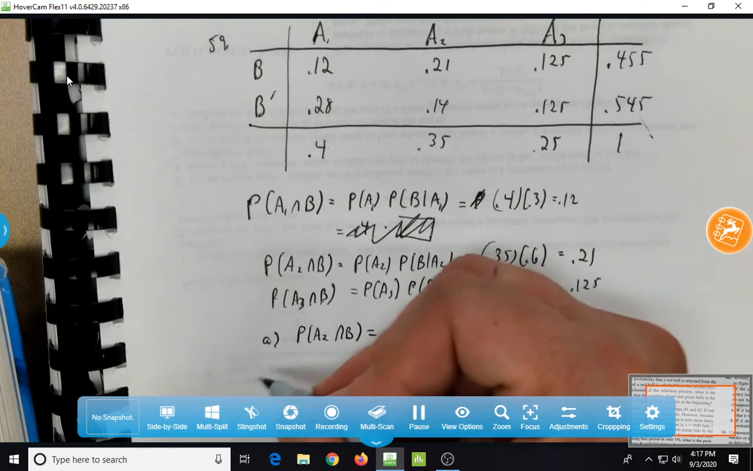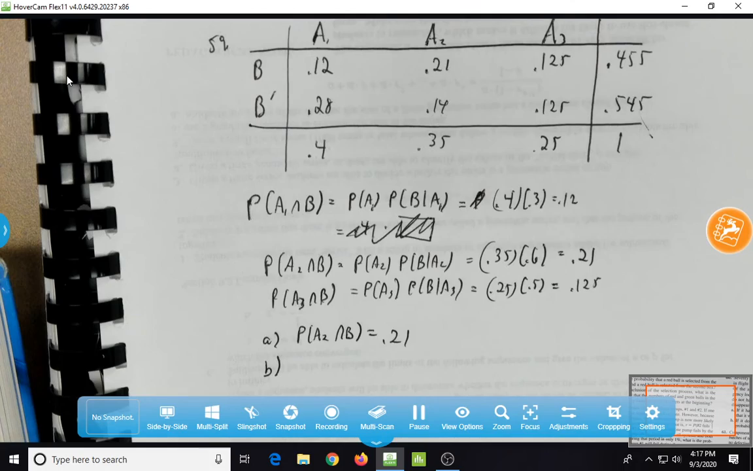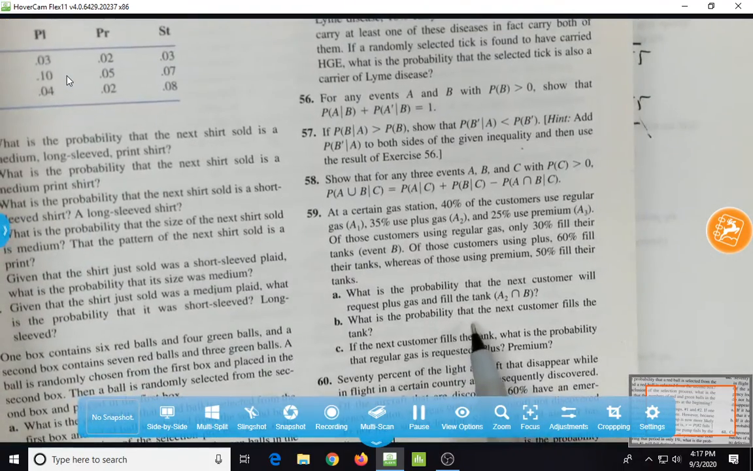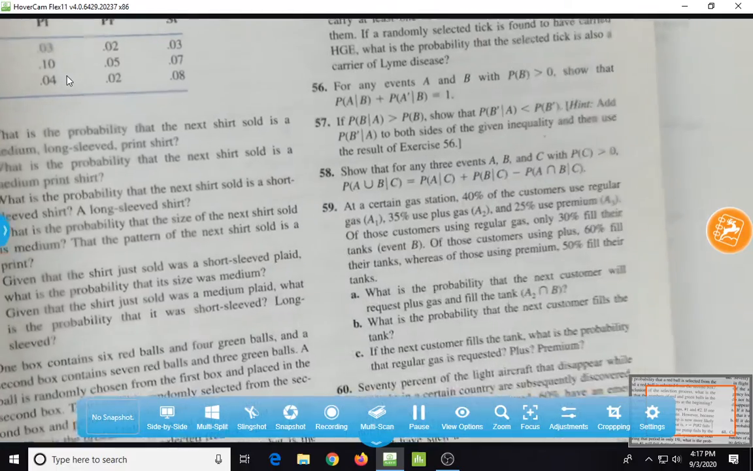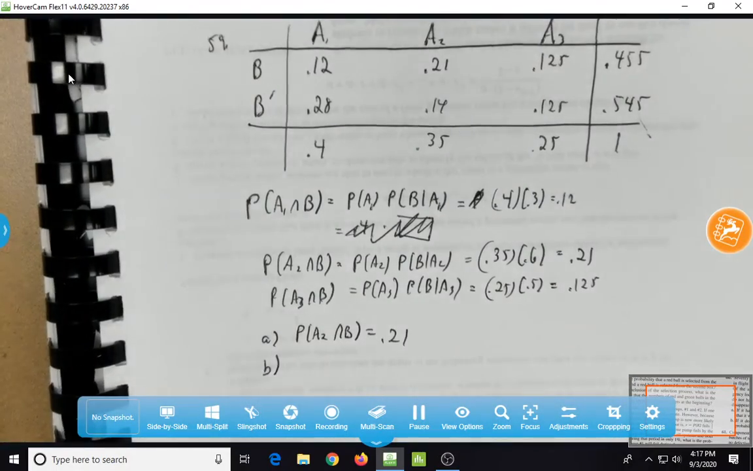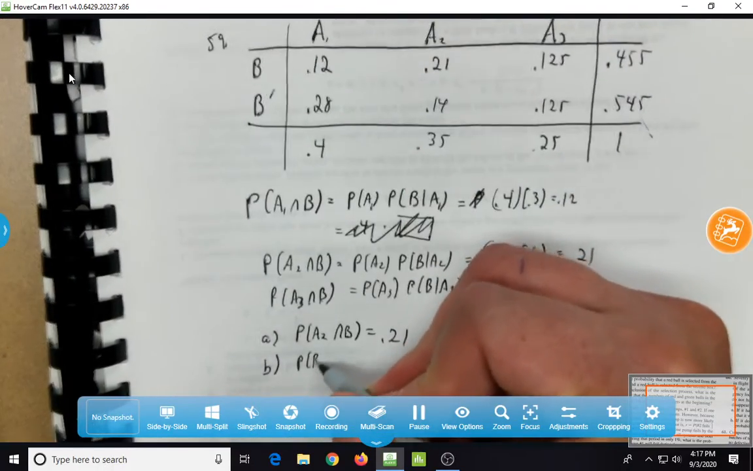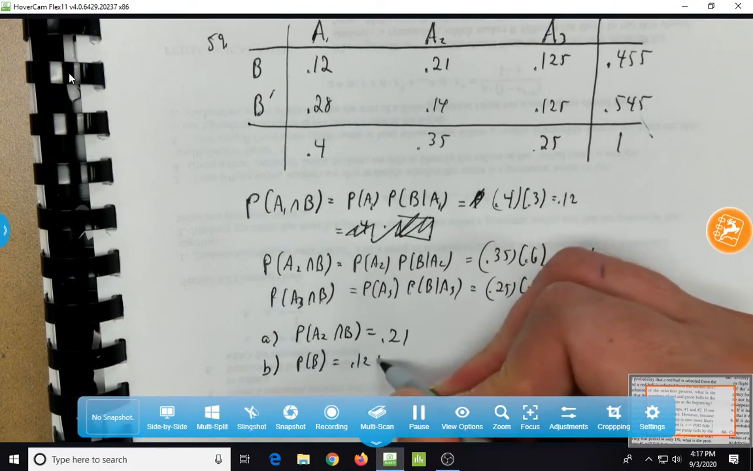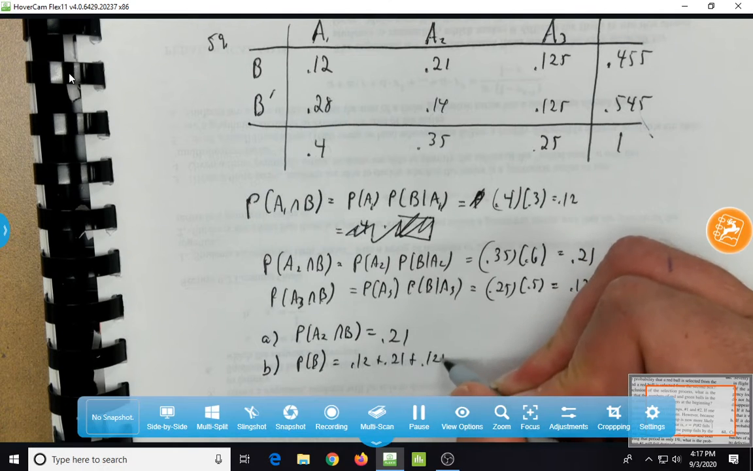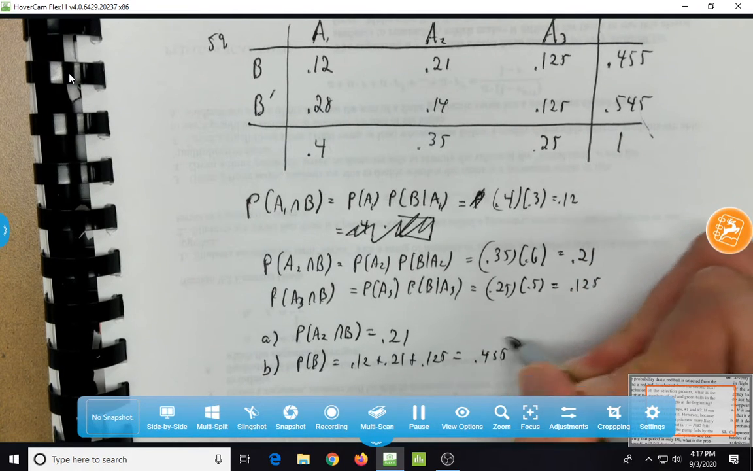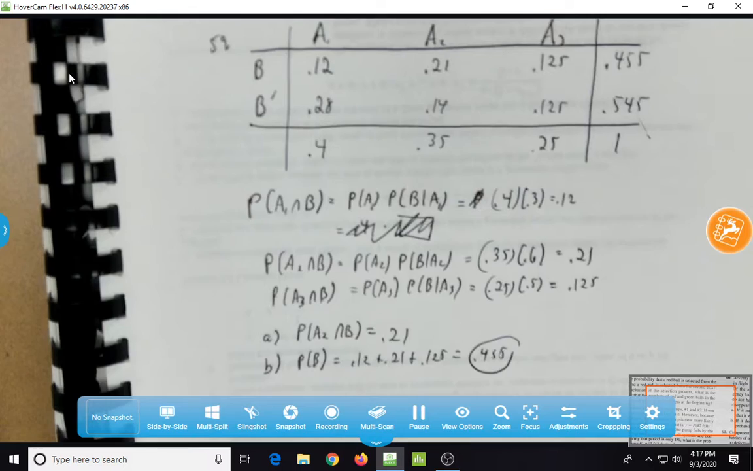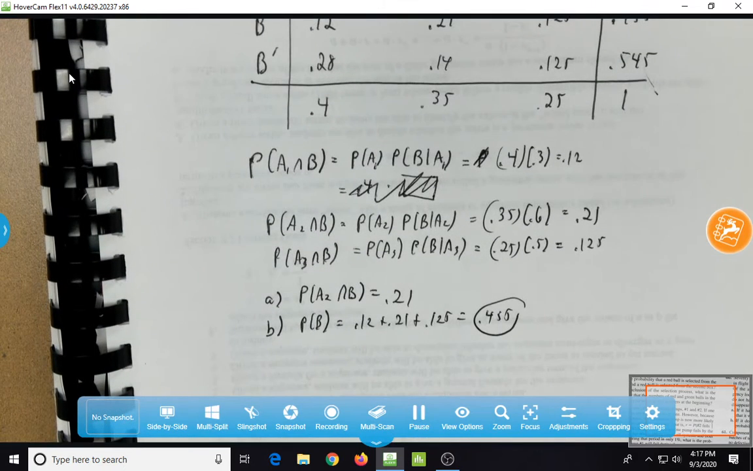Let's go to question B then, which is a little trickier. What is the probability the next customer fills their tank? Well, filling the tank is the probability of B. And so the probability of B is, again, we've already done this in our heads, but let's go ahead and write it out. 45.5% for part B.